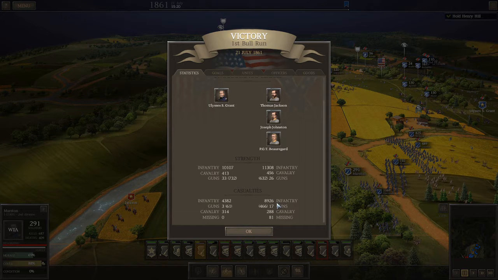As for the enemy, they had 8,926 infantry, 17 guns with a total of 466 crew, 288 cavalry, and 4,081 are missing. I think that just means prisoners. I don't know why I keep saying missing instead of prisoners of war or something like that.